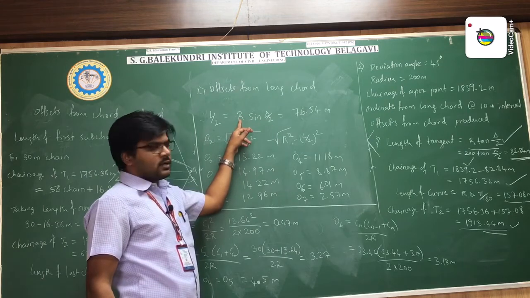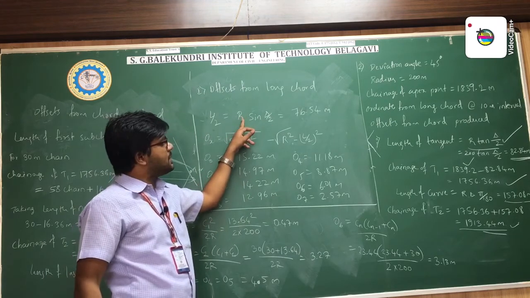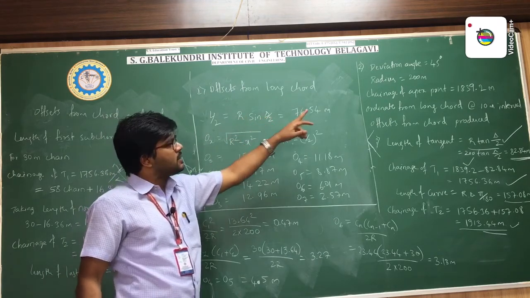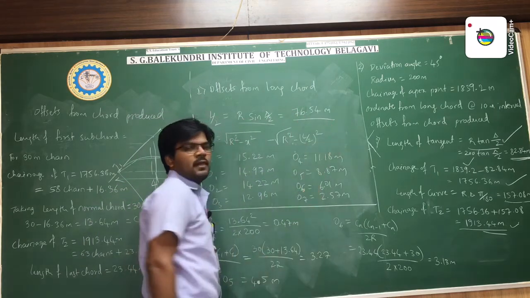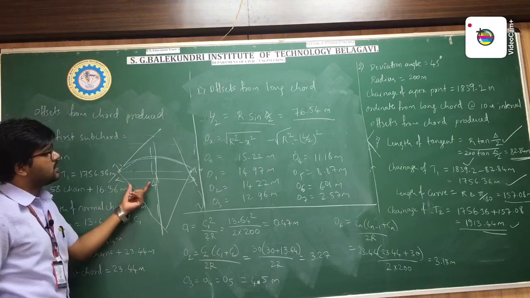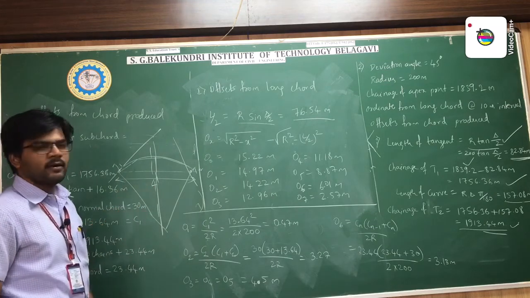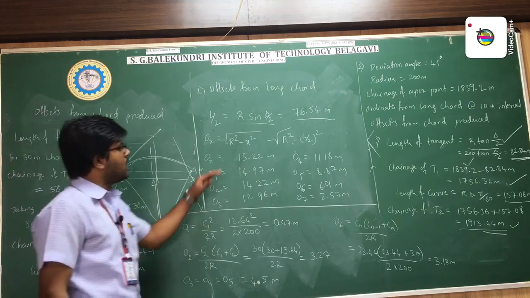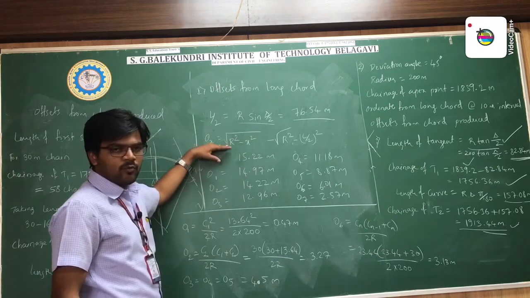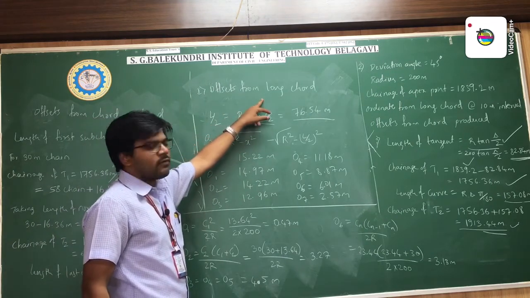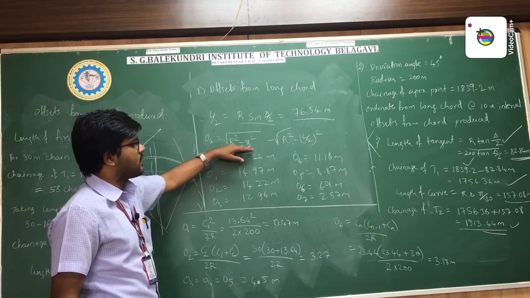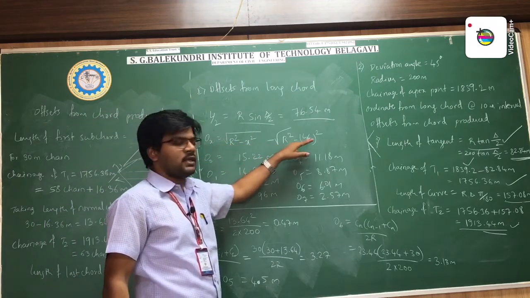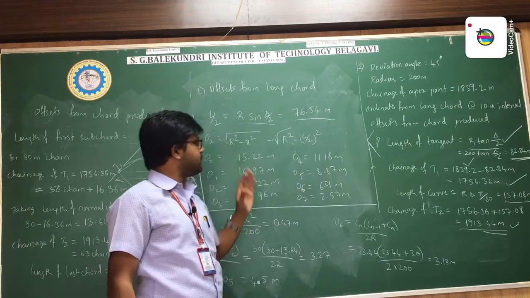R is known, given in the question, 200 meter. Delta is the deflection angle. By substituting this, you will get the L by 2 value, that is 76.54. Now we have a formula for offset from long chord, that is Ox is equal to root of R square minus x square minus root of R square minus (L by 2) square.